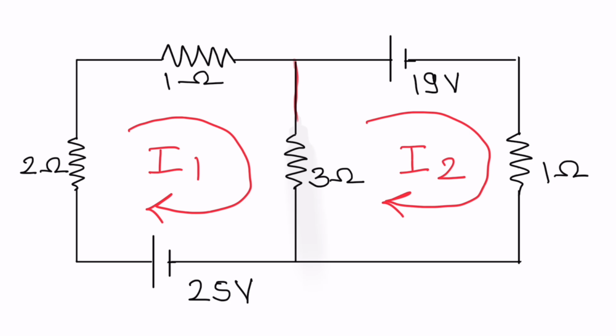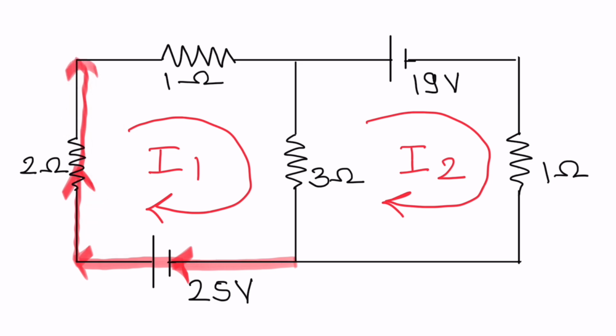The equation for this branch will be minus 3 bracket open I1 minus I2. Why I1 minus I2? Because I1 is the current that is in the same direction of travel and I2 is the current that is in the opposite direction of travel. Third component, plus 25 volts. Fourth, minus 2 into I1 is equal to 0.